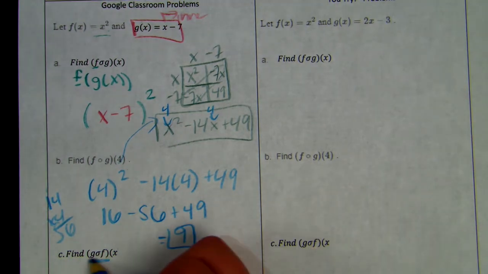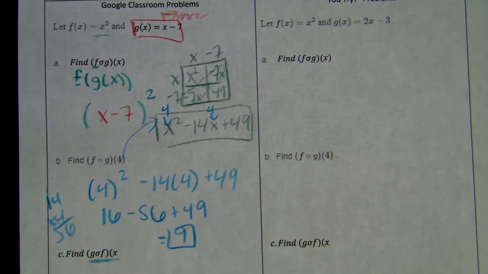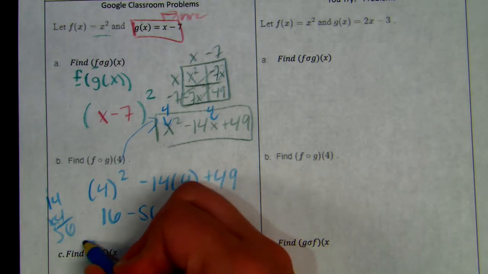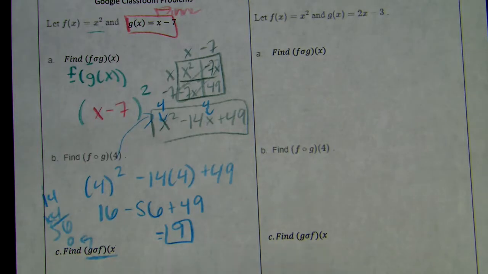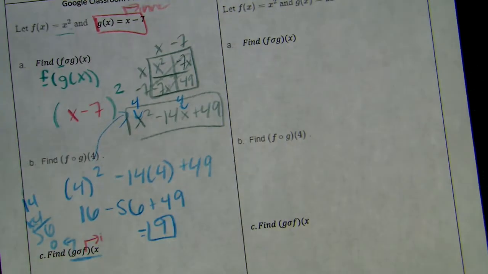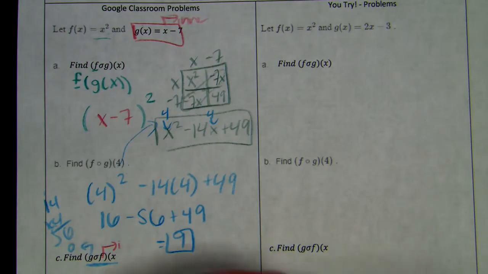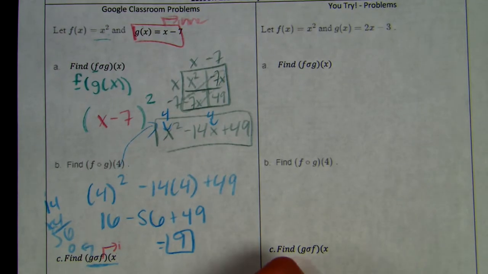Good. Lastly, we have g of f of x, and this one's a little bit different, right? Because this time the g comes first instead of the f. So I'm going to write g, this time, as my outer function, and f is my inner function. As my outer function, I'm going to use g of x. So I'm going to leave my big space for x minus 7.